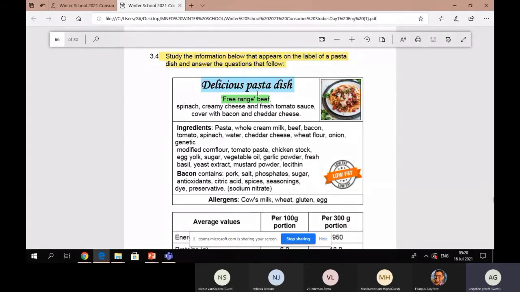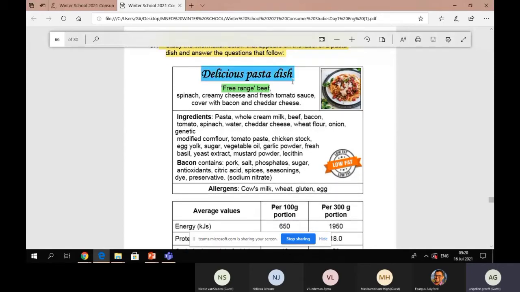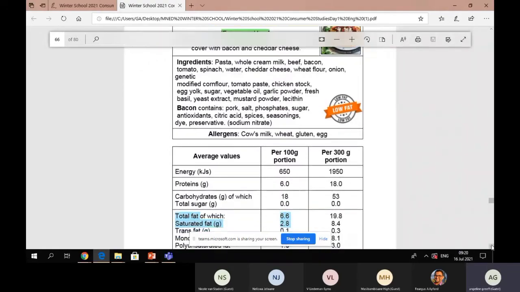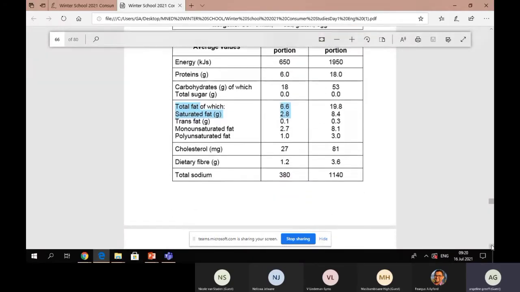So once more, here you've been given a source or resource that you are going to have to use when you answer. Okay, so you see a delicious pasta dish, free range beef, and you need to have a look at the ingredients because this is going to lead you into answering, right? There's spinach, creamy cheese, fresh tomato, cheddar cheese. Then there's some more ingredients, modified corn flour. I'm just looking at a few, but you're obviously going to have a look at it because there's going to be some questions after this. Right, there's a nutrient table as well included.